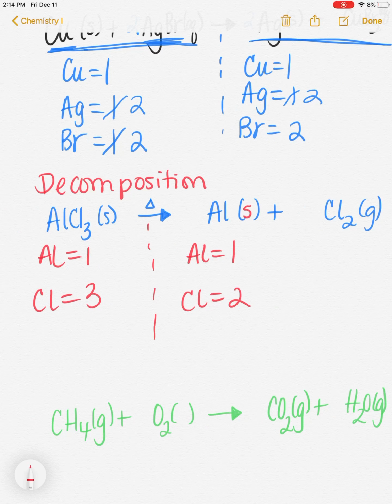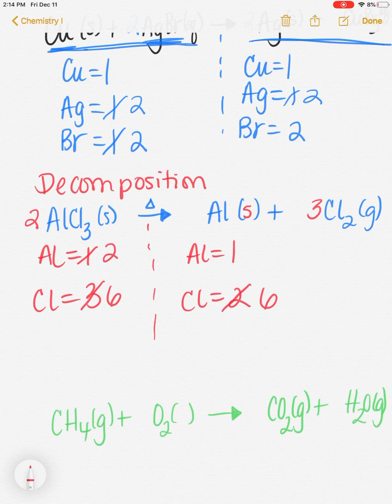So 2 and 3 are both multiples of 6. So let's try to get 6 chlorines on each side. If I put a 3 here, that's going to give me 3 times 2, or 6 aluminums. If I put a 2 here, 2 times 3 is 6 chlorines. So now my chlorines balance.